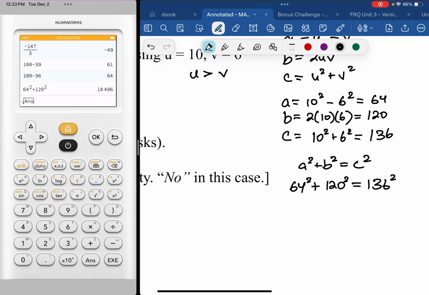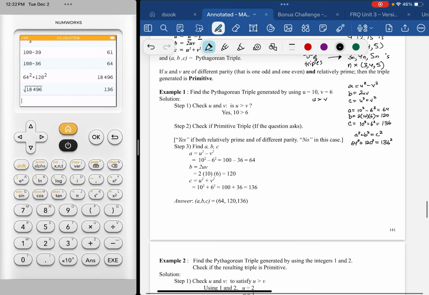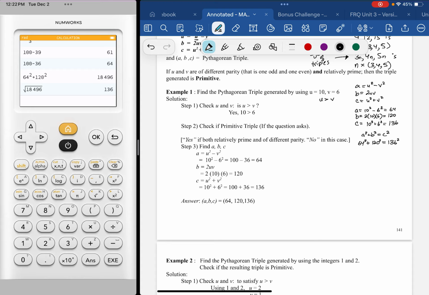I take my square root, and I get 136. So it does check out. All right. So if you're given two particular integers, then we could determine a Pythagorean triple based off of those two positive integers. The other thing that we might be asked to do is to determine if it's a primitive value.